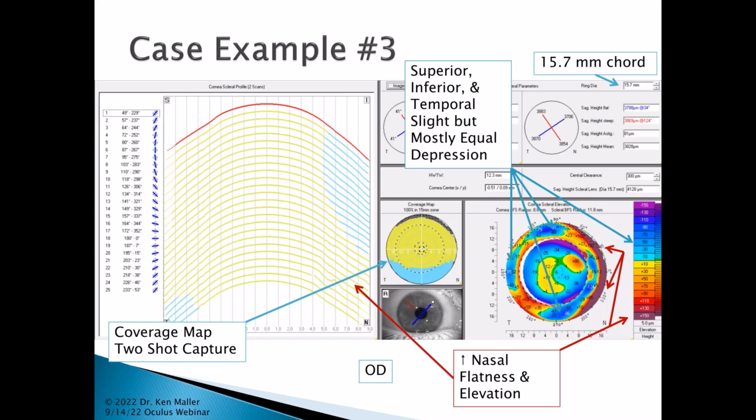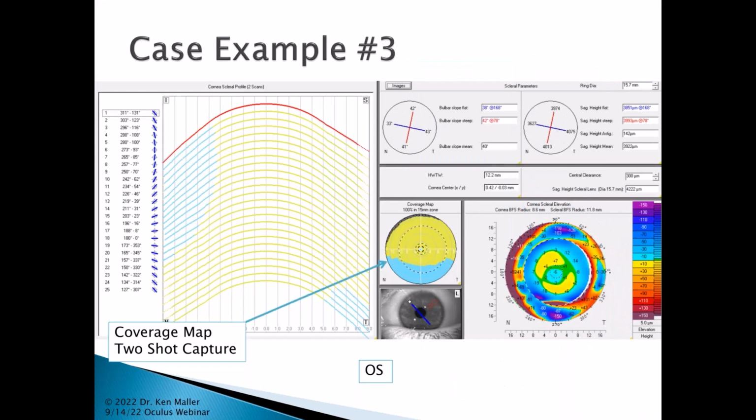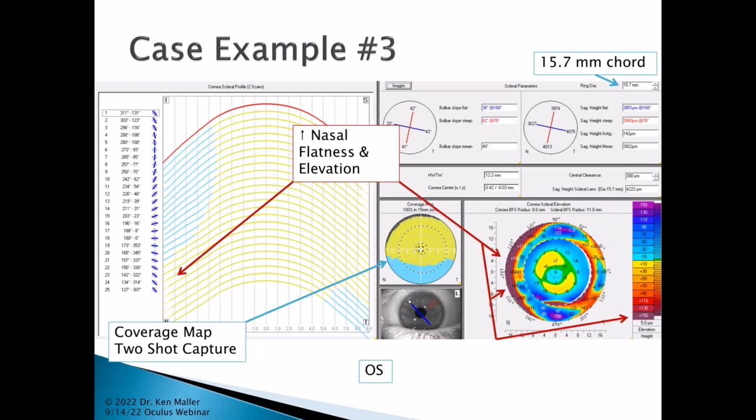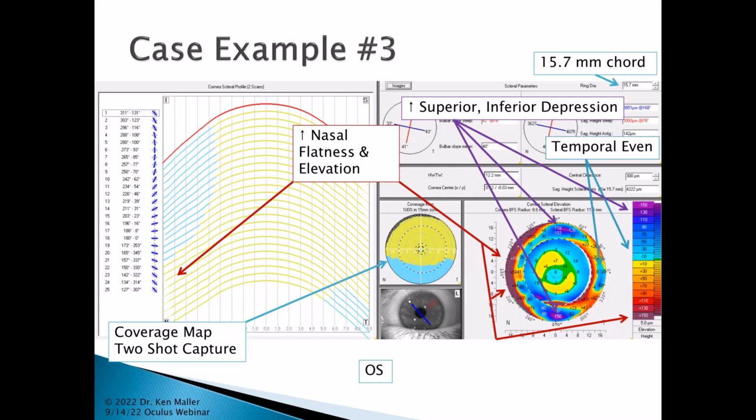On the left eye, again, I took a 2-shot capture. 15.7mm chord. Once again, the nasal flatness and elevation, very similar to what we saw on the other eye. And on this one, the superior and inferior depression is fairly increased. So again, no good reason as to why there's asymmetry between her eyes, but in this particular eye, we have a significant amount of depression on the superior and inferior quadrants there. The temporal is fairly even, kind of like the other eye was.